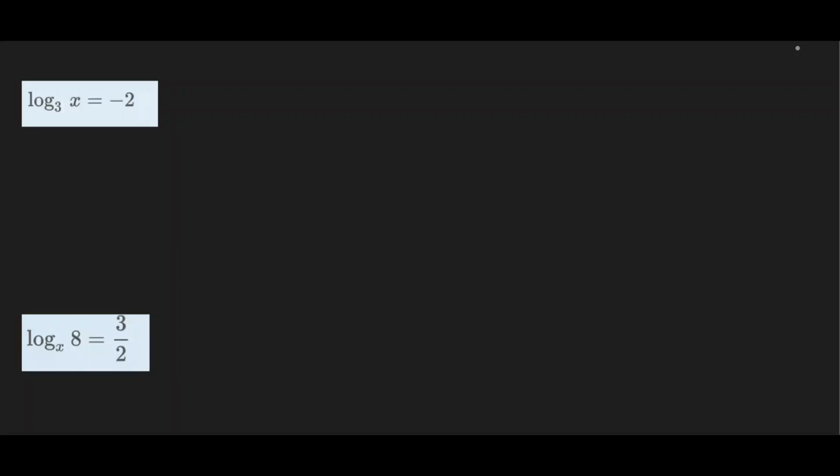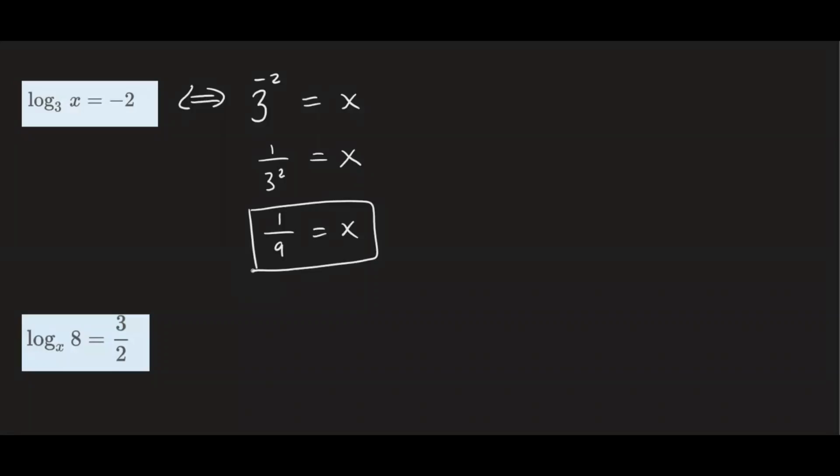Now let's take a look at this example. Again, we rewrite it in exponential form. So we have 3 to the negative 2 is equal to x. Here we can use the laws of exponents to simplify. 3 to the negative 2 is 1 over 3 squared. So we have x is equal to that, and that's simply 1 over 9 is equal to x. That's the result we get for x as we convert it into exponential form.